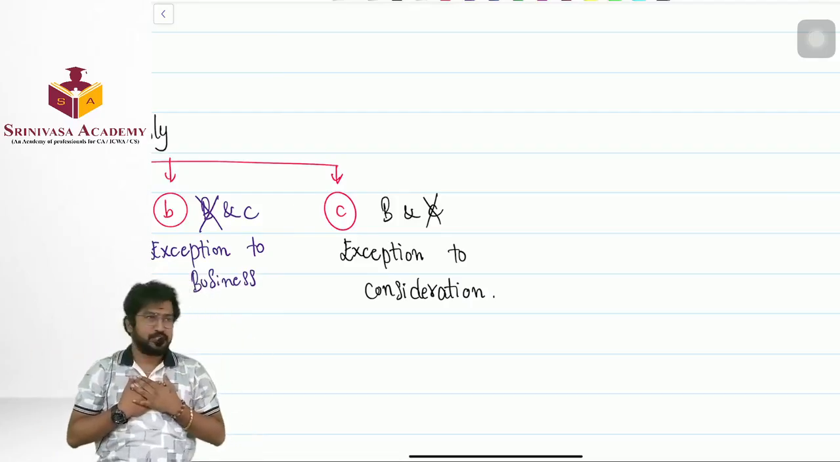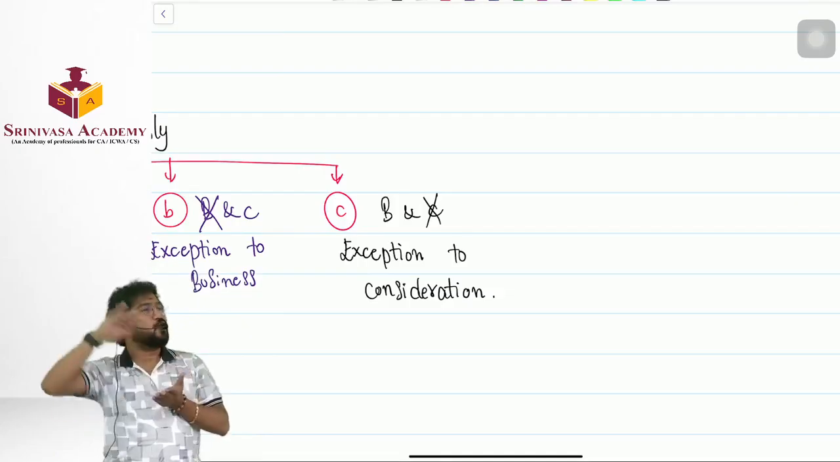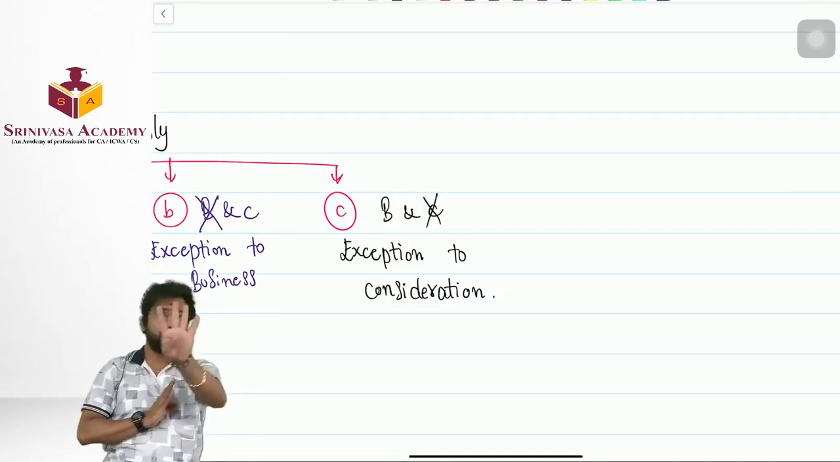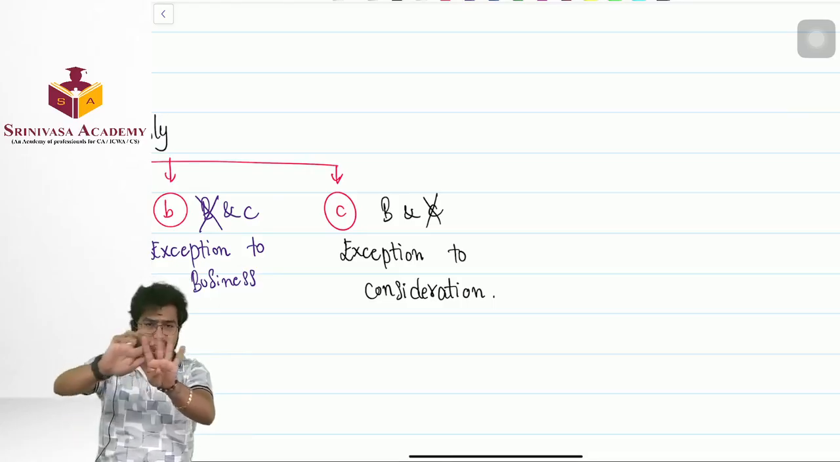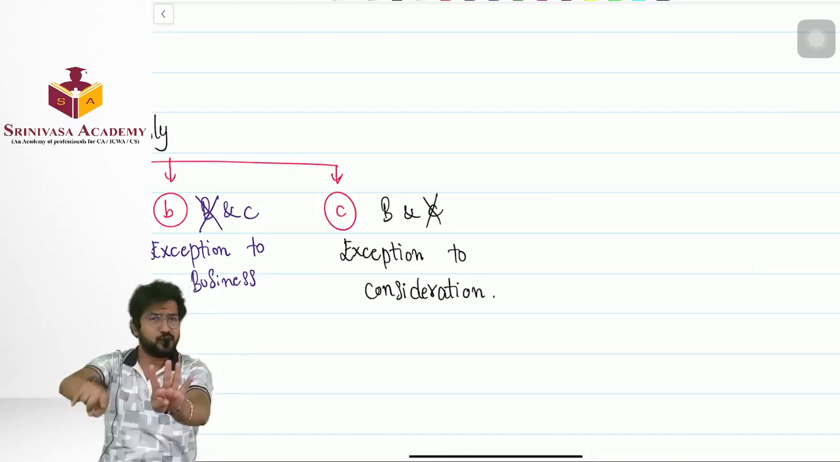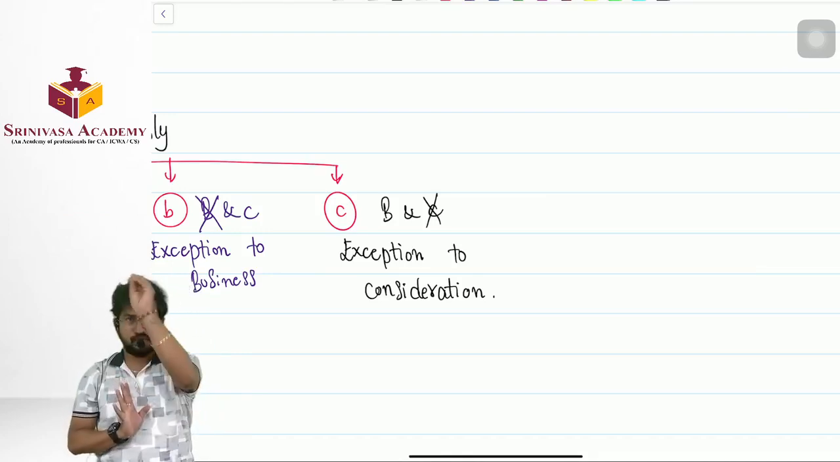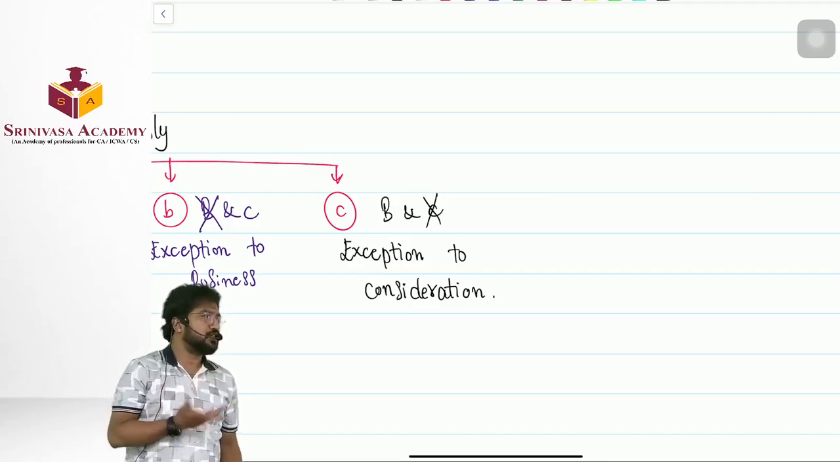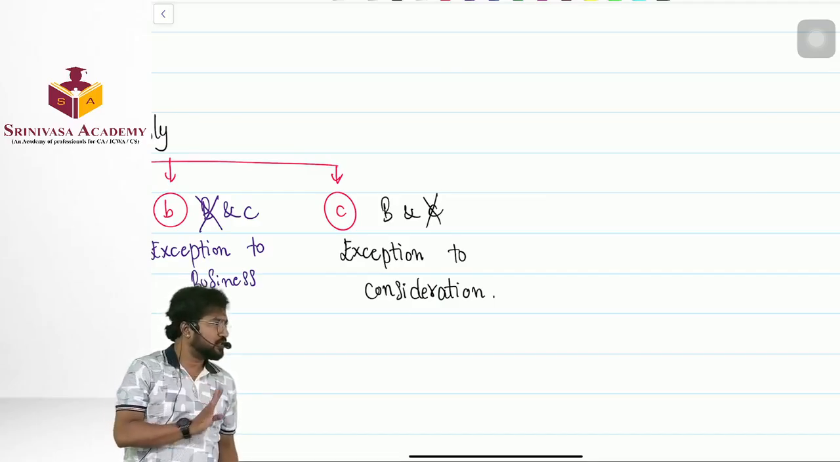Section 7, subsection 1, clause C says, go and refer Schedule 1. In Schedule 1, there are 4 activities. If you do only these 4 activities, even without consideration, I call it supply. The general rule is: no consideration, no supply.